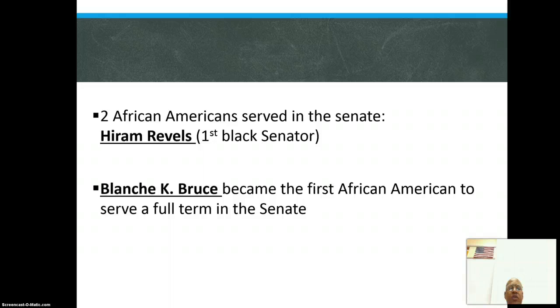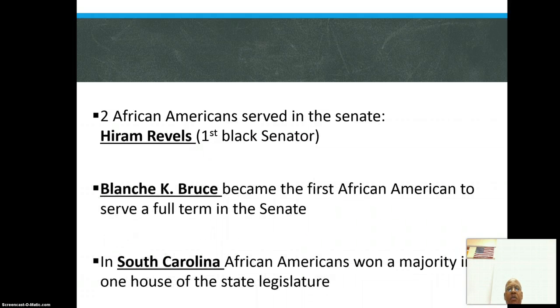Two individuals, Hiram Revels and Blanche K. Bruce, rose to power in the South and were able to hold office, Blanche K. Bruce being the first to fully serve a full term in office. In places like South Carolina, where there was a majority of African Americans, you saw African Americans being voted into the majority in the state House of Representatives.